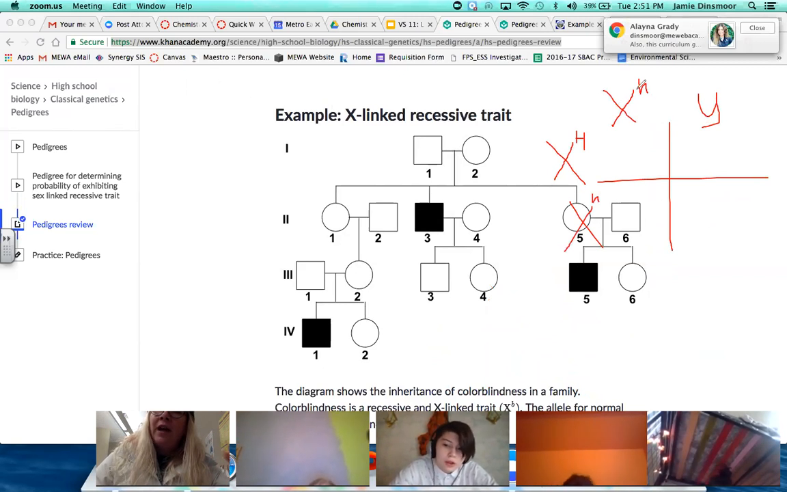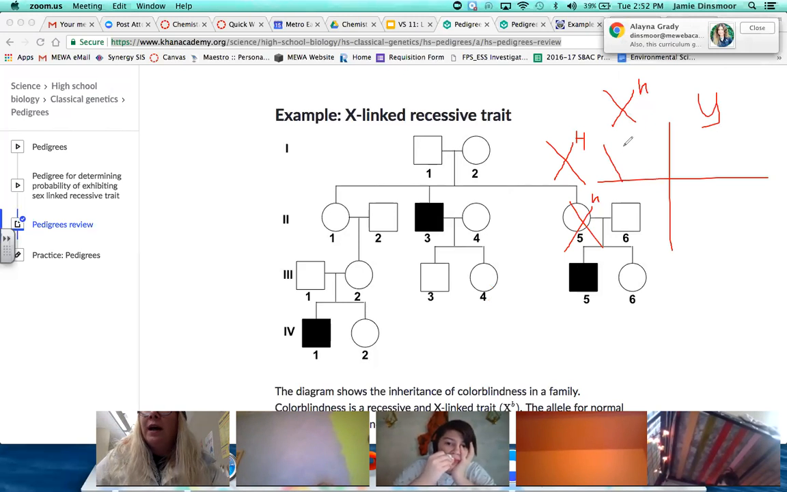A male that has hemophilia, an X-linked recessive disease, cannot pass on hemophilia to his children that are male. Why? He gives Y, not X. Exactly. To be male, you have to have a Y chromosome. Where are you getting that Y chromosome from? Your dad, right? So he can't actually pass on that hemophilia trait to his son. He can pass it on to his daughter, though.